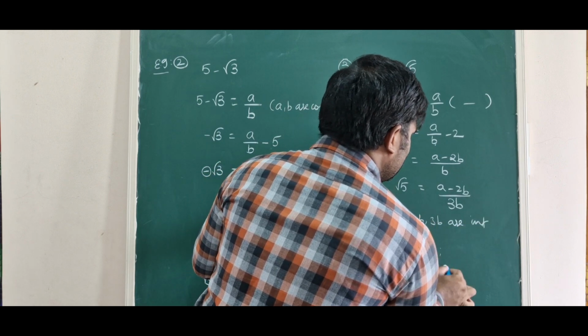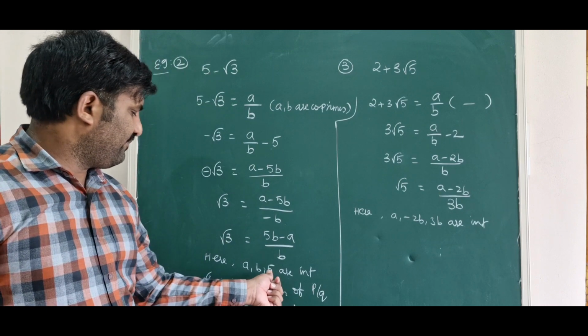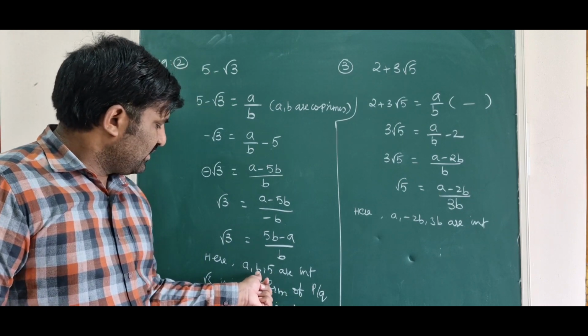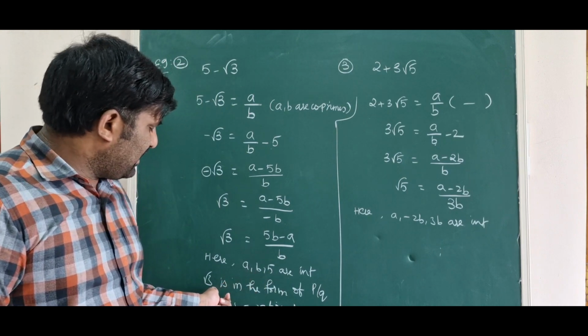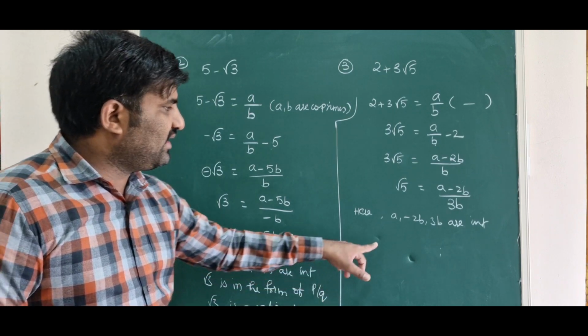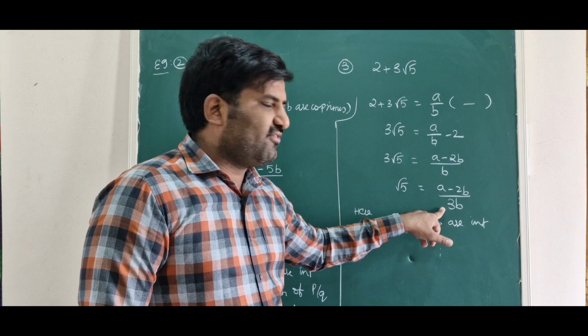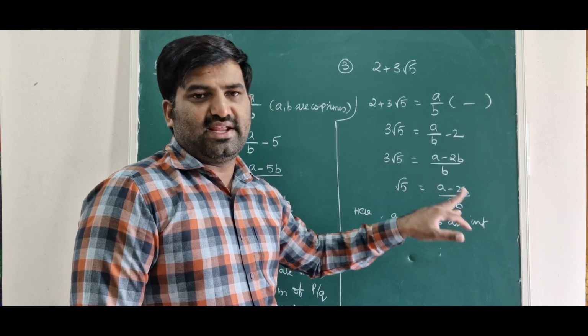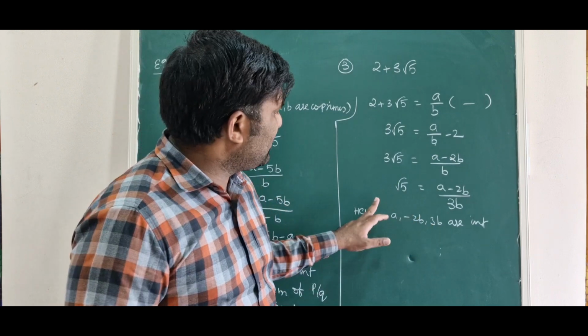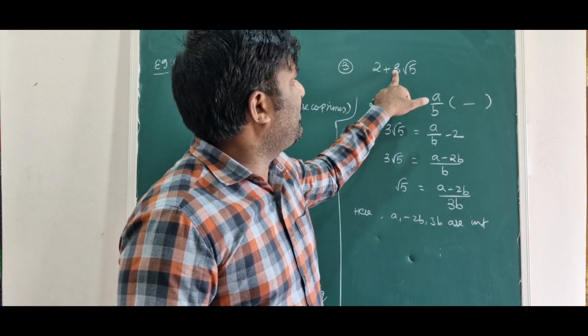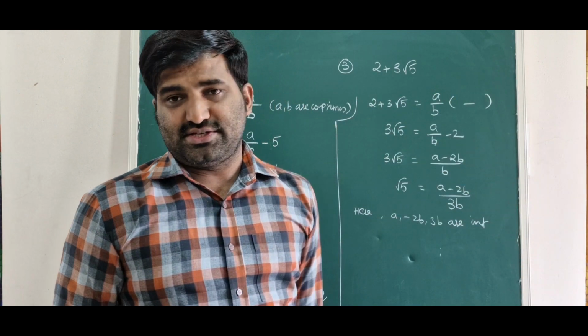Now continue the same process. Here we have written in the previous one that a, b and 5 are integers. Now here root 3 was in the form of p by q. Here we will write root 5 is in the form of p by q. Root 5 is a rational number, but we know that root 5 is an irrational number. If root 5 is an irrational number, then 2 plus 3 root 5 is also an irrational number.